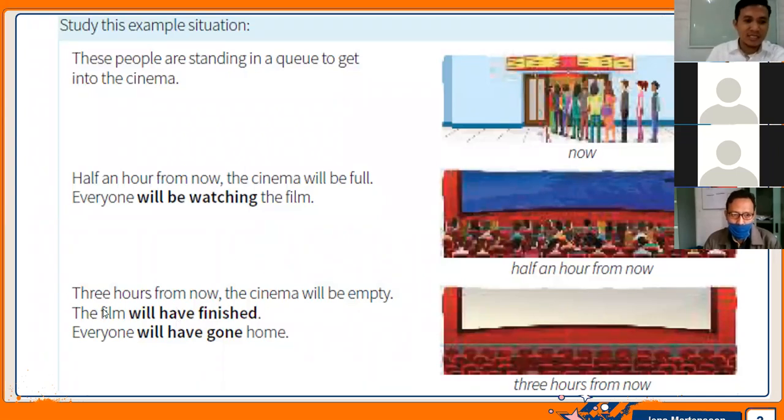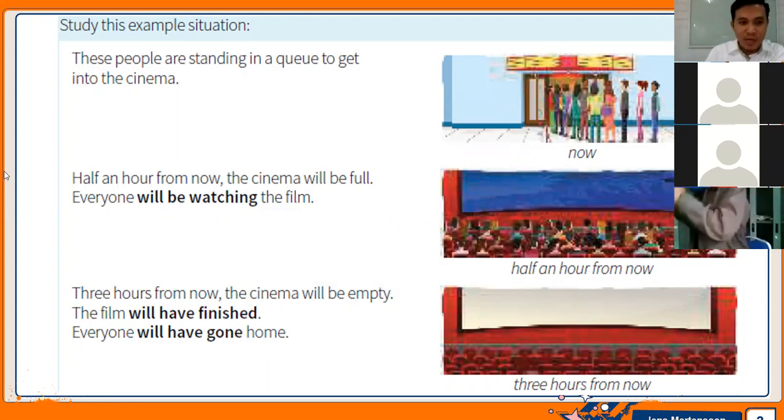So next is three hours from now. The duration of the movie is around one hour and a half, or maximum two hours, right? So three hours from now, the cinema will be empty. Why is it empty? Because the movie is over. The film will have finished, or everyone will have gone home.